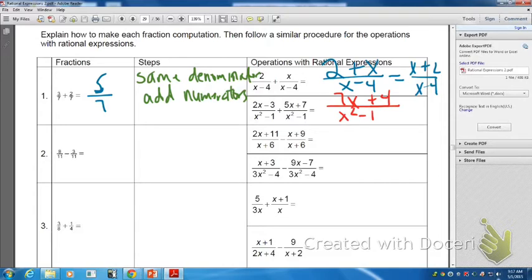Pretty straightforward, right? Okay, so let's go ahead and take a look at our second one there. What's the difference in 1 and 2? That's subtraction, okay? So, as always, that negative sign will come into play. All right. So I have the same denominator, and so this time I will just do what? Subtract. So if I have the same denominators, I will subtract the numerators.